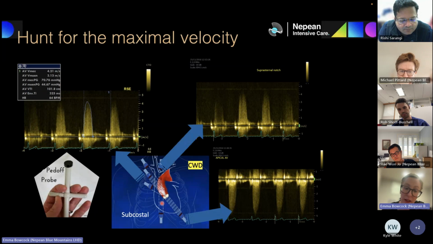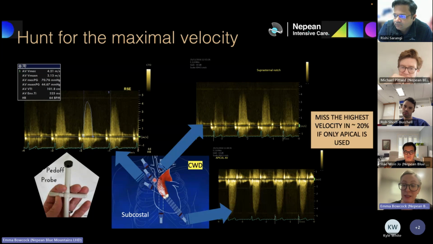And I think this is quite a nice visual to show the direction of the blood flow coming through the stenosis. So in your apical window, it's obviously moving away, so we've got it below the baseline. And then as you go to your right sternal edge, suprasternal and supraclavicular, you can actually see why you get pretty good tracings there, because it lines up beautifully sometimes. And as I said, in about a fifth of patients, if we only use apical, we'll miss that highest gradient, which is important.